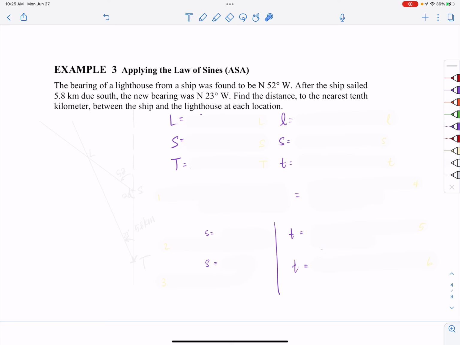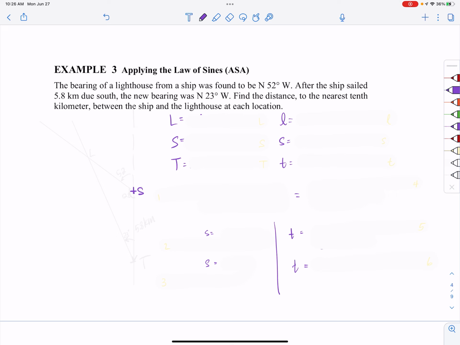All right, so let's take a look here at example number 3. You've got the bearing of a lighthouse from a ship is northwest. Okay, so let's just start right there first of all. Let's say that our ship is right here. I'm going to call it S for ship. And my ship, I'm sorry, the lighthouse is northwest of here.